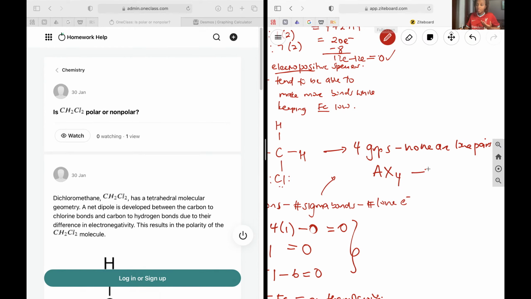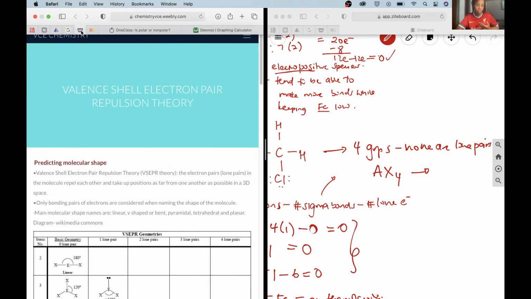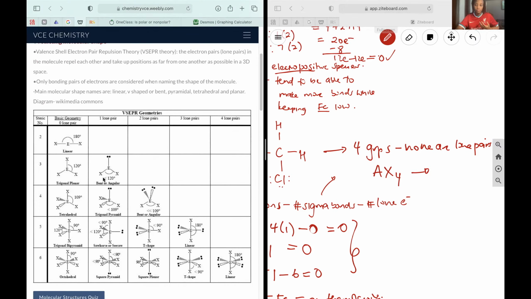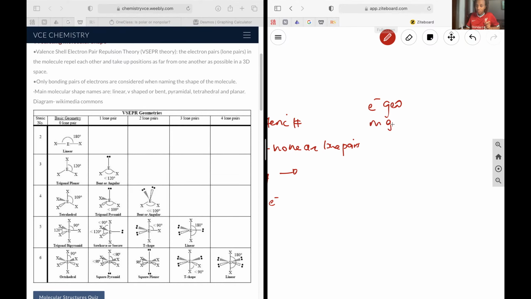So in this case, I have AX4 as we've just discussed. Okay, and so what that means is when I pull up my VSEPR chart, this is called the steric number. Okay, so now that I have AX4, I can already tell you the electron geometry and the molecular geometry. So in this case, I'm lucky, they are both the exact same.